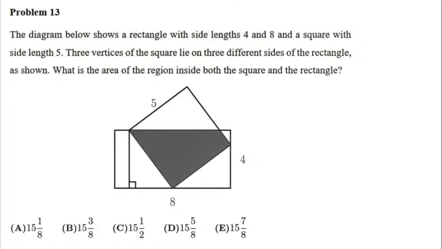AMC 12B 2022 problem number 13. The diagram below shows a rectangle with side lengths 4 and 8 and a square with side length 5. This was also a problem of AMC 10B. 3 vertices of the square lie on 3 different sides of the rectangle. Here, this one and this one. As shown, what is the area of the region inside both the square and the rectangle?